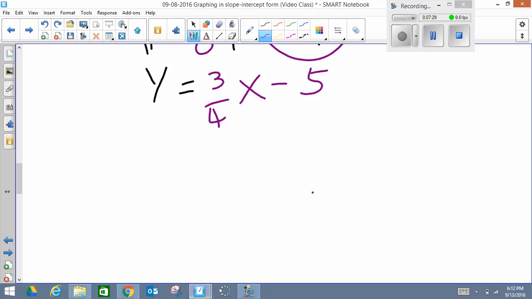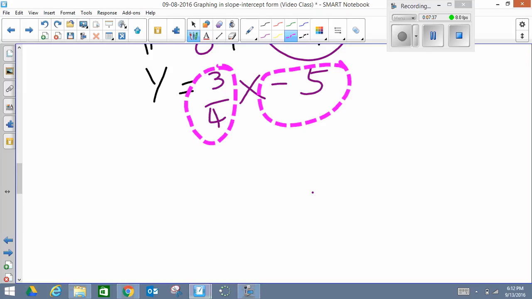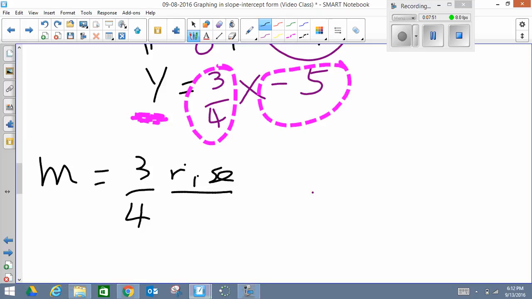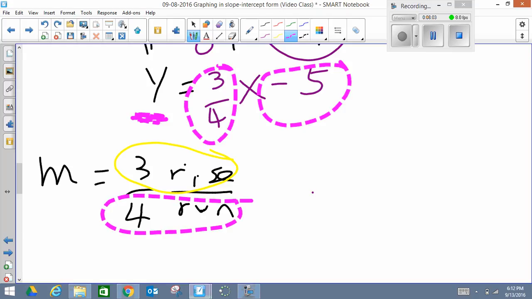Now from here, we're going to identify the slope and the y-intercept. So remember, slope is any number in front of the x. The y-intercept is the number that is after it. This depends on whether my y is by itself. All right, the y is by itself. So let's write that down. Slope is 3 over 4, which is the same as rise over run. In this case, the rise is 3, and our run is 4. And our y-intercept is negative 5.